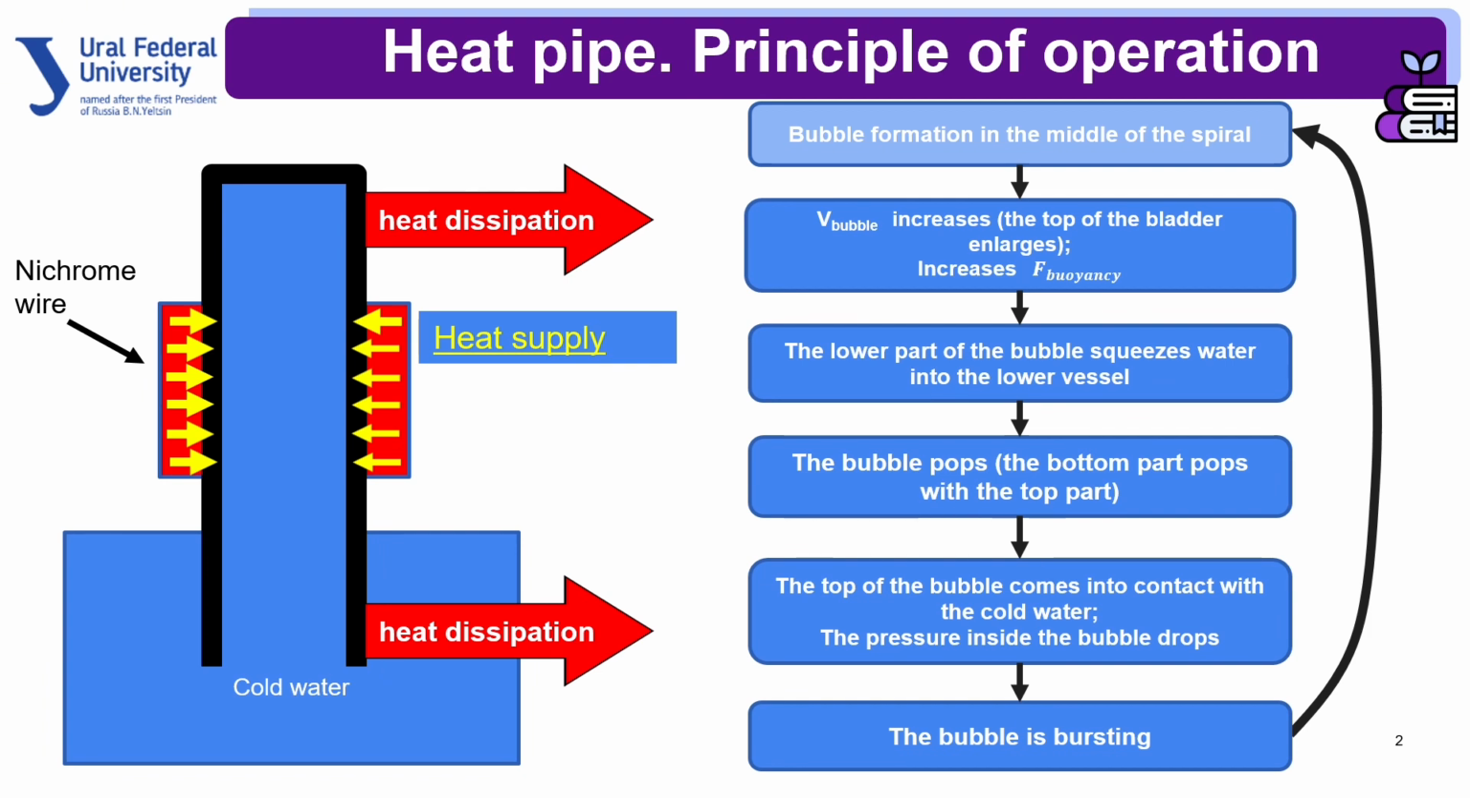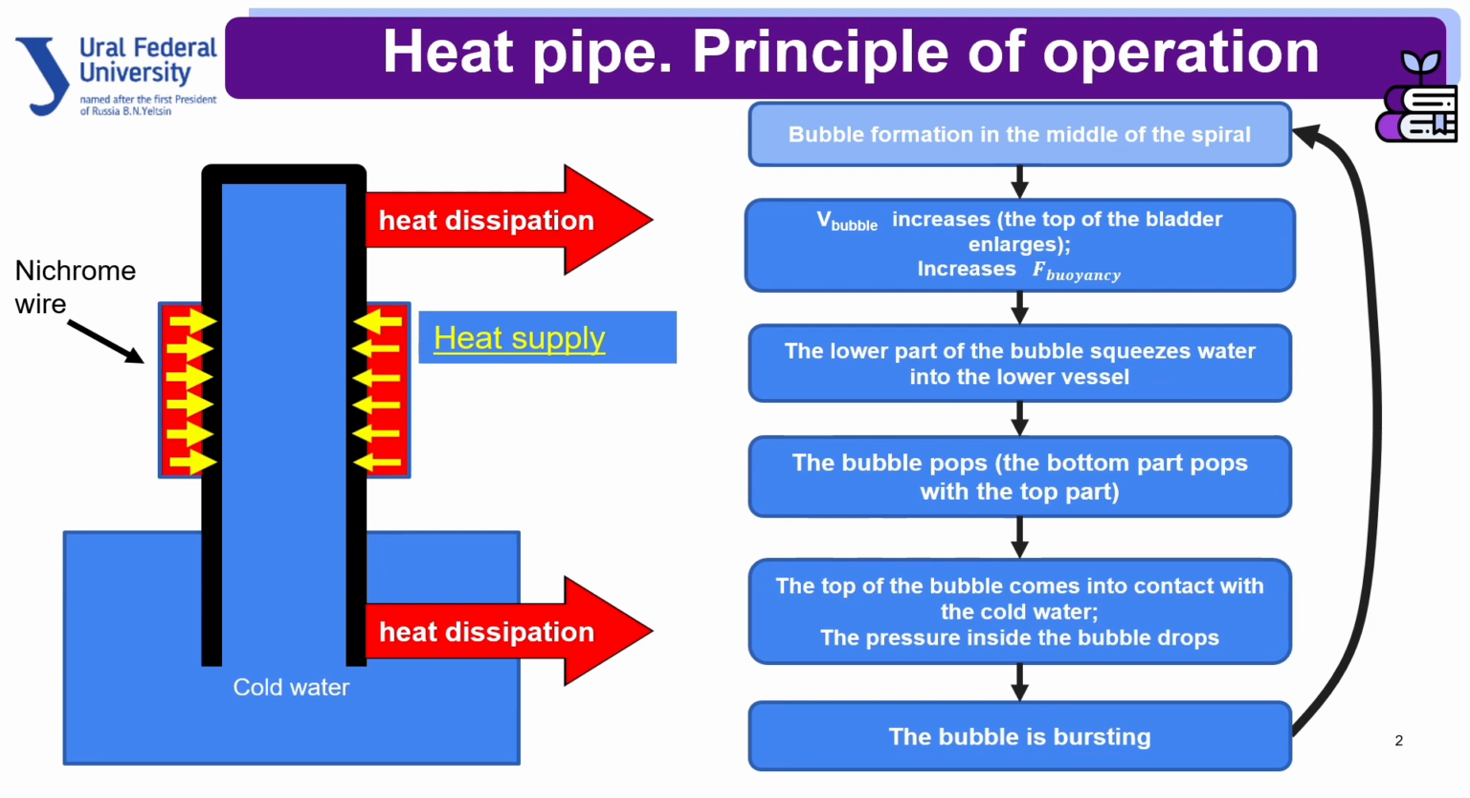The center of the wire becomes the center of vaporization for the water in our tube. The formation of small bubbles occurs. They later combine into one large bubble. As the heating continues, the pressure of water vapor inside the bubble increases. The large bubble begins to increase in volume. Buoyancy force increases. Once the large bubble reaches the walls, the bubble begins to expand up and down, but water is incompressible. The bottom of the bubble squeezes the water down in the vessel.